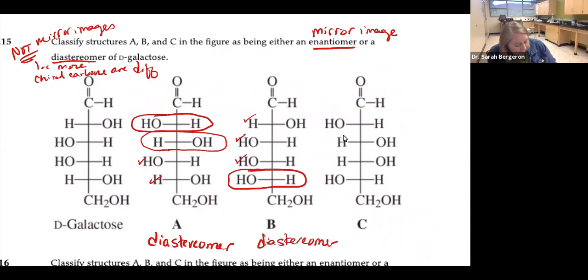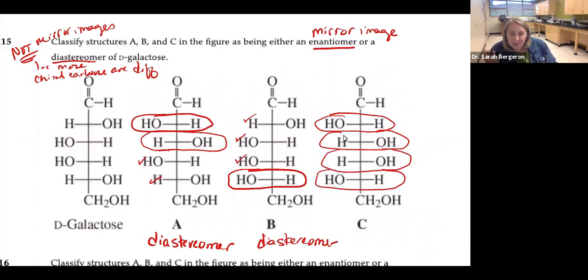Okay, our next one, our first chiral carbon, they're flip-flopped. No, it's not supposed to be a check. It's supposed to be a circle. They're flip-flopped, okay? The second chiral carbon, we're flip-flopped. Third chiral carbon, we're flip-flopped. Fourth chiral carbon, we are flip-flopped. So if they're all flip-flopped, what that means is that they are mirror images.